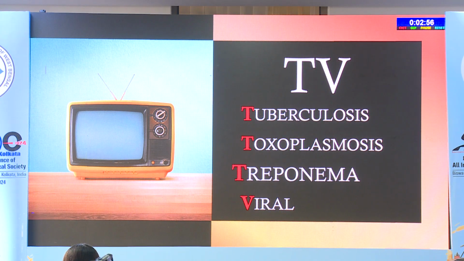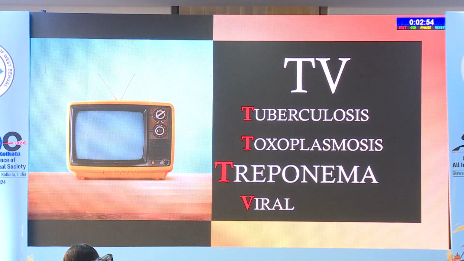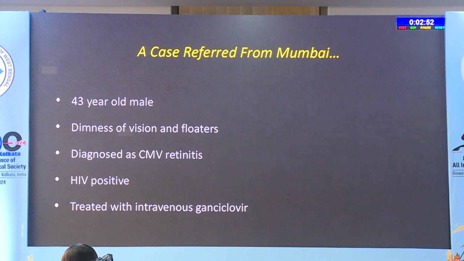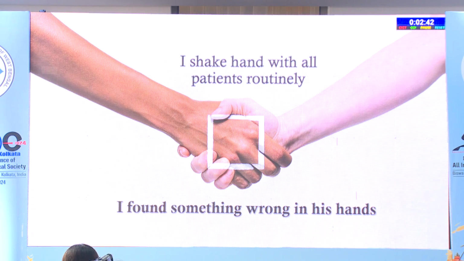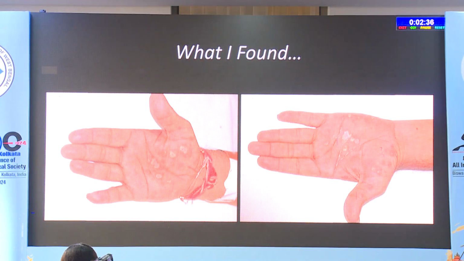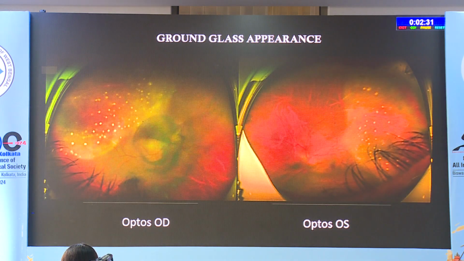Now come to the next, Treponema, which is now emerging as a new disease. This is a 43-year-old male with dimness of vision and floaters, diagnosed as CMV retinitis, HIV positive, treated with intravenous ganciclovir even. I shake hands with all patients routinely, particularly adults, and I found something wrong in his hands. And what else did we find? You can find scaly lesions in the hands, and this was syphilis.